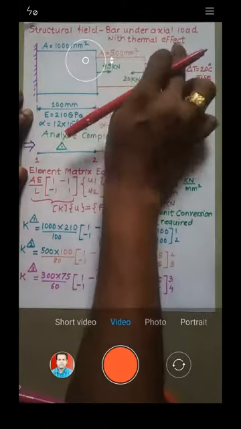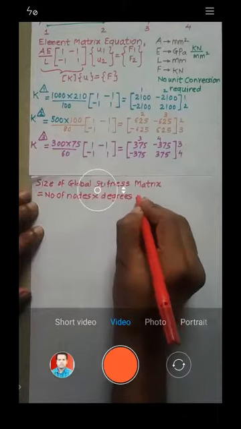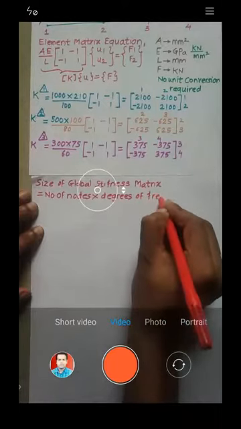We should know what is the size of the global stiffness matrix, right? In order to determine the size of the global stiffness matrix, it will be governed by the number of nodes you have, multiplied by how many degrees of freedom you have per node.